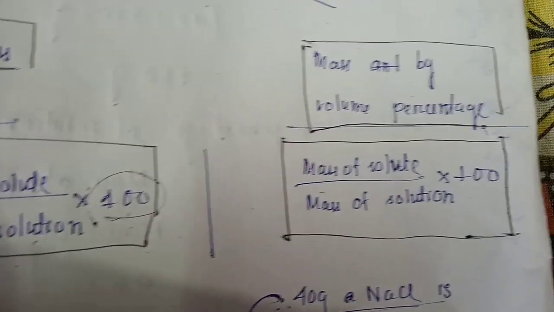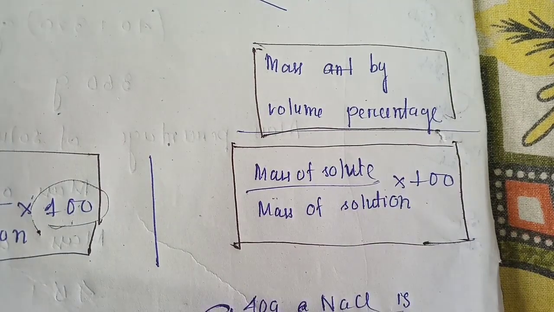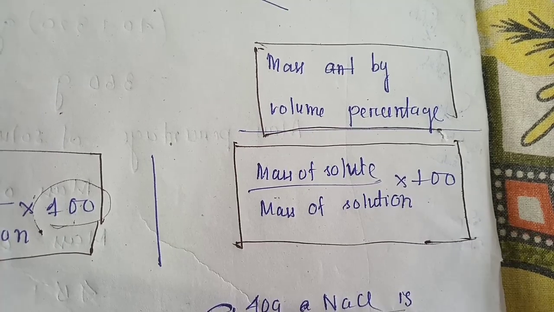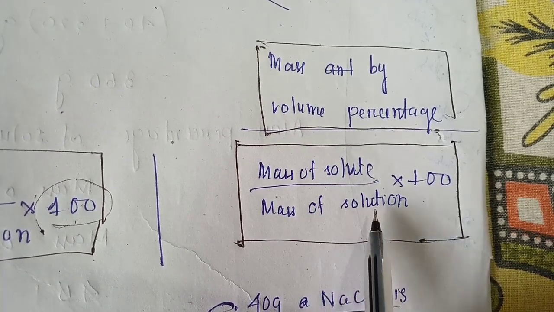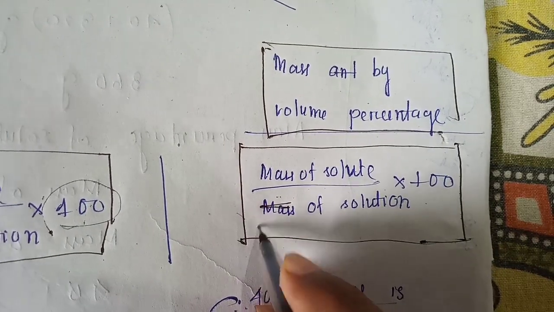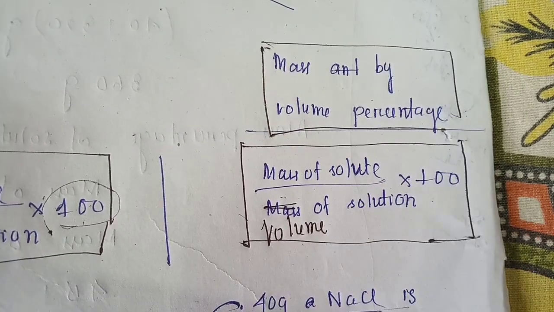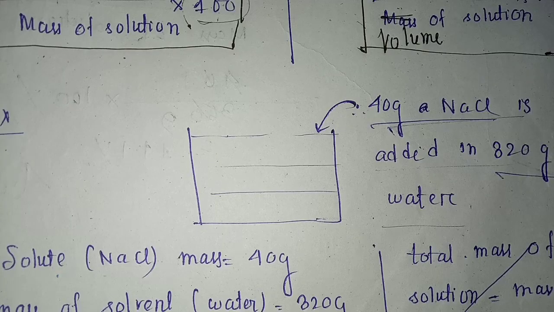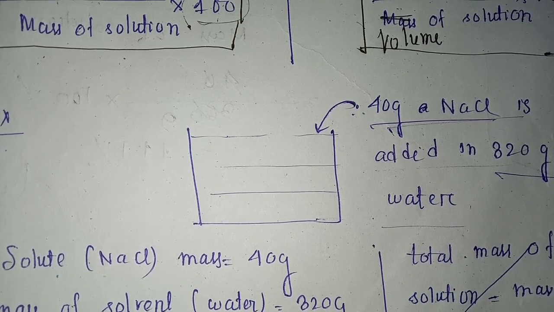And the second thing is the mass by volume percentage. Actually it is a mistake here, as I am telling now mass by volume, so it will be mass of solute by volume of solution into 100. So here I will solve a problem based on this.